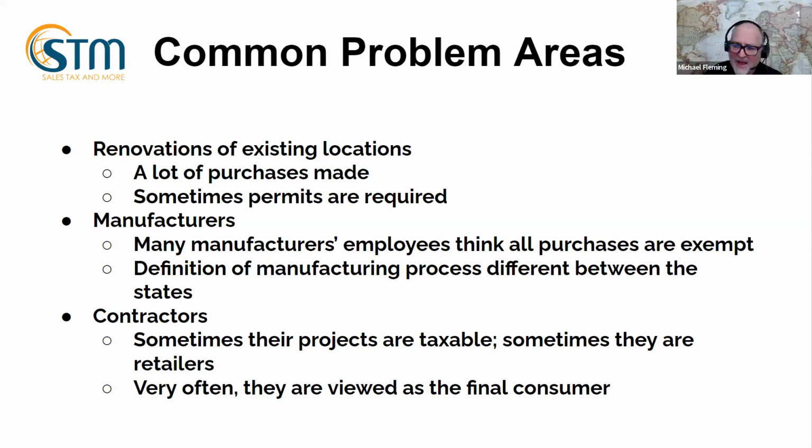And the definition of a manufacturing process looks different between the states. For example, a forklift may be exempt in a lot of states. In a state like Texas, it's generally not going to be. It's going to be looked at as intra-plant transport, and that's taxable. So if your vendor doesn't charge you sales tax because they think that, hey, manufacturers get to buy forklifts on a tax-free basis, you should be self-assessing and remitting the tax.